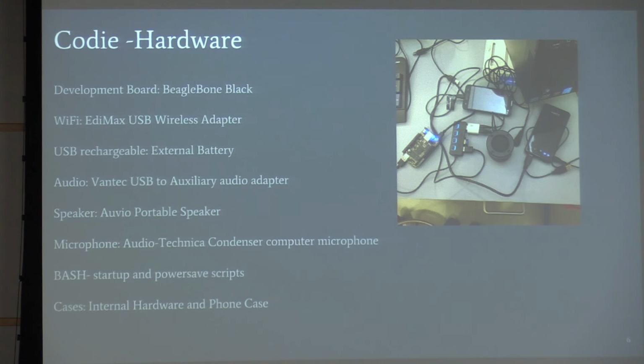So here's a list of the hardware that we used. Our development board was a BeagleBone Black running Linux Debian. It doesn't have Wi-Fi on the board, so we did need a USB wireless adapter. In order to make the board USB rechargeable, we're using an external battery. The board also doesn't have auxiliary ports, so we are using a USB to auxiliary audio adapter in order to plug in the microphone and speaker.